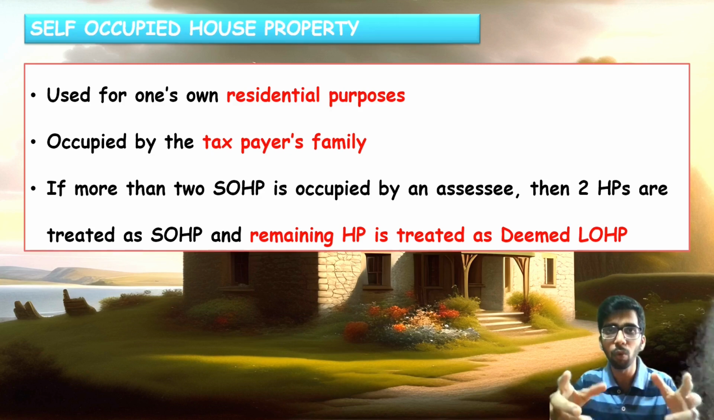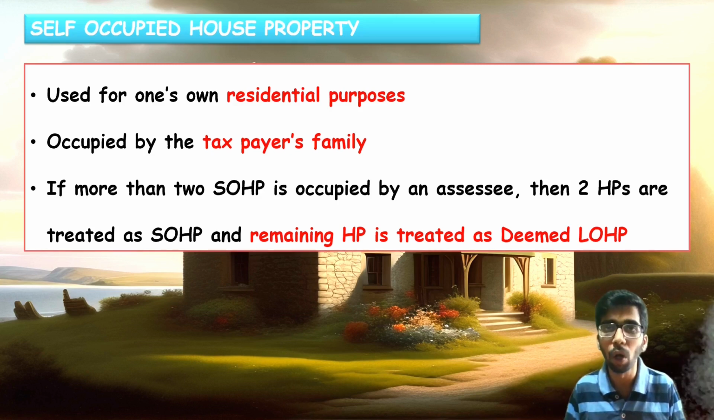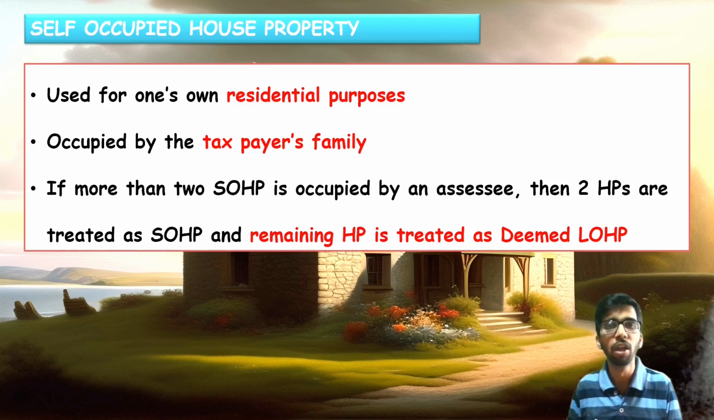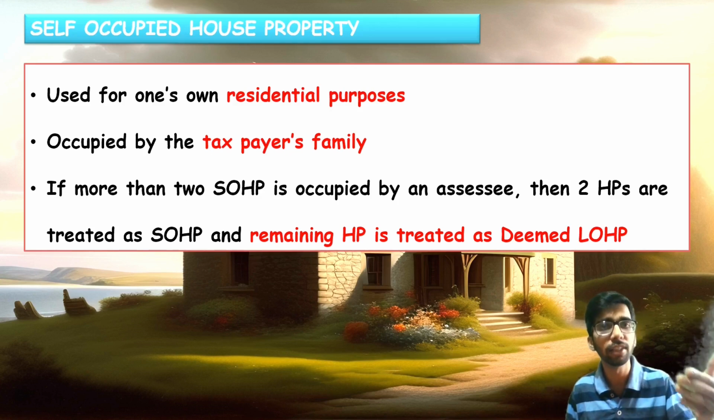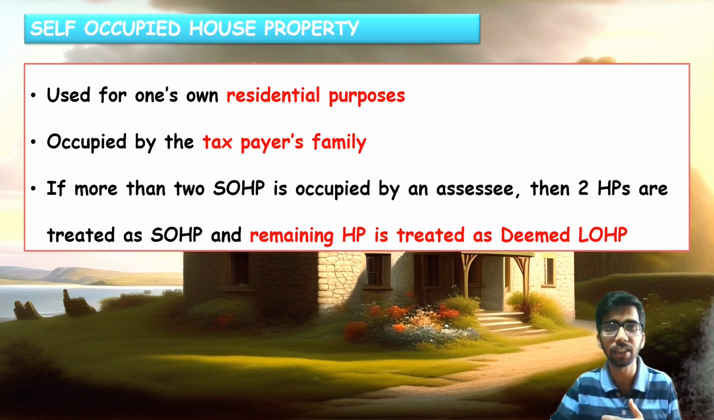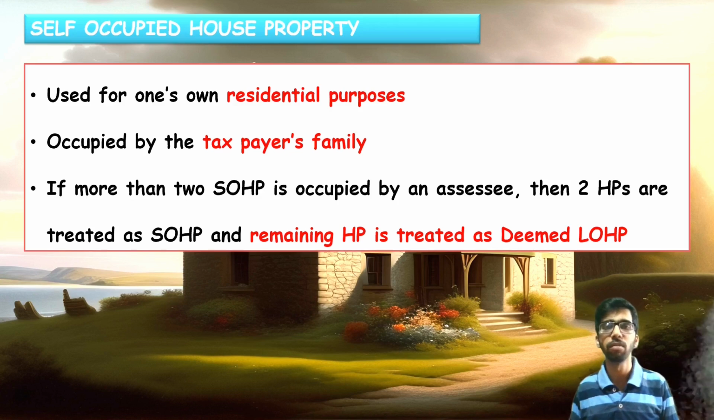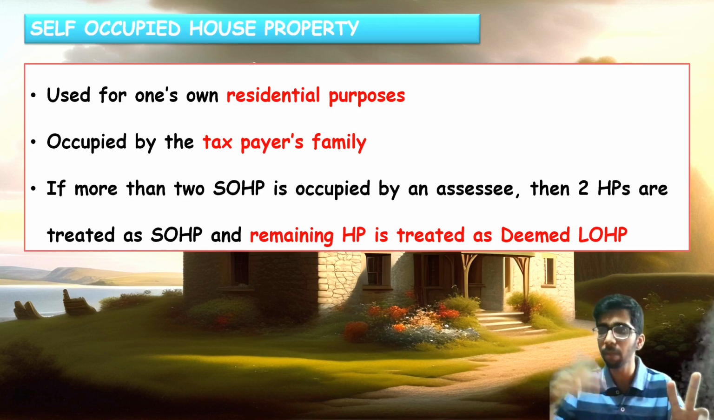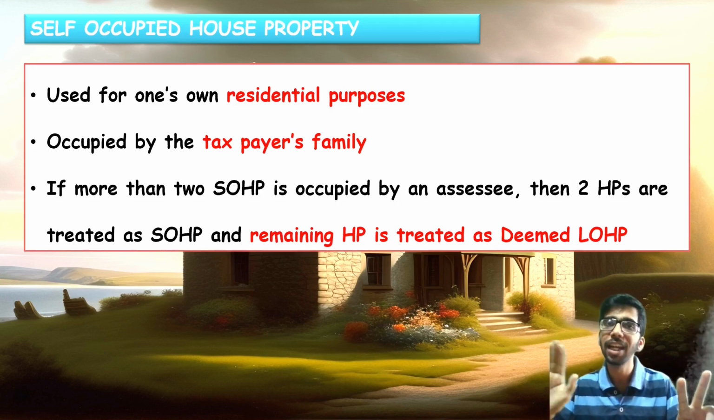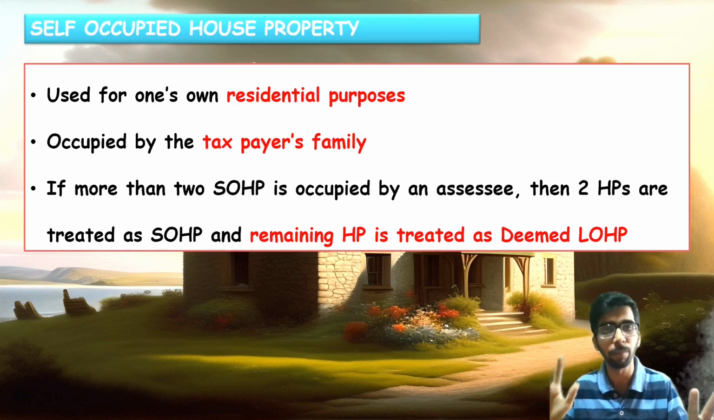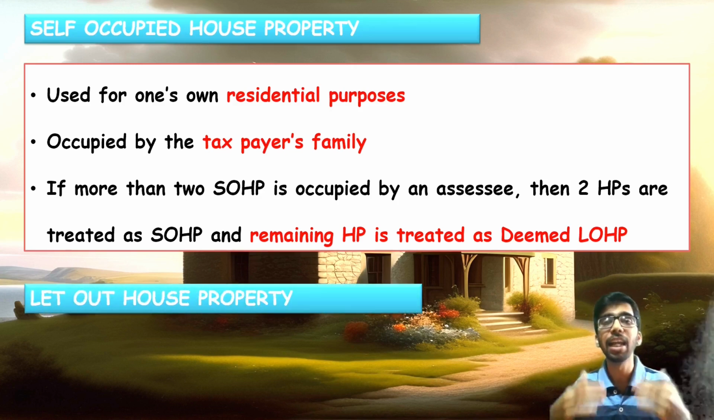If an assessee has more than two self-occupied house properties, then as per income tax law, only a maximum of two house properties will be considered as self-occupied house property. The remaining ones are treated as deemed to be let-out house property as per income tax rules. Up to two self-occupied house properties, the remaining house properties are considered deemed to be let-out house property, in short, DLOHP.